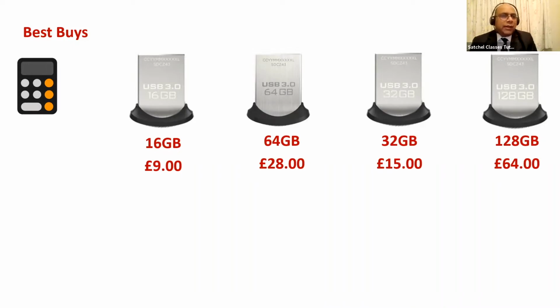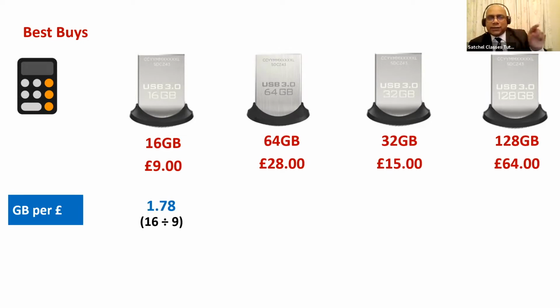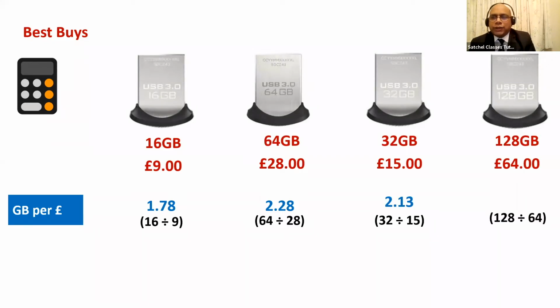Well, let's calculate the data per unit price. Okay, GB per unit price. In the first case, I'll do 16 divided by 9, which is 1.78. Now, clearly, the calculator symbol on the left indicates that you can use a calculator in this case. Second case, 64 divided by 28, it is 2.28. 32 divided by 15, 2.13. And 128 divided by 64, 2. These are the values of the data that you're getting for every pound you spend.